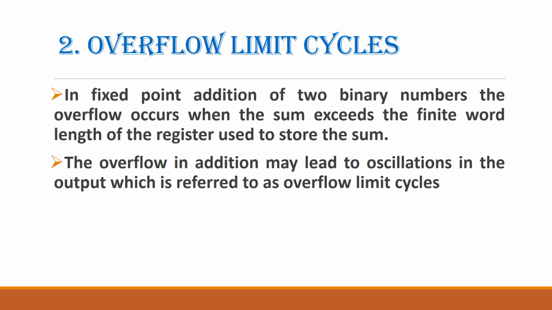The second one is overflow limit cycles. Already I have said the limit cycle occurs due to round off error in multiplication and overflow error in addition. In fixed point addition of two binary numbers, overflow normally occurs when the sum exceeds the finite word length of the register. This overflow in addition leads to oscillation at the output, and this oscillation is called overflow limit cycle oscillation.